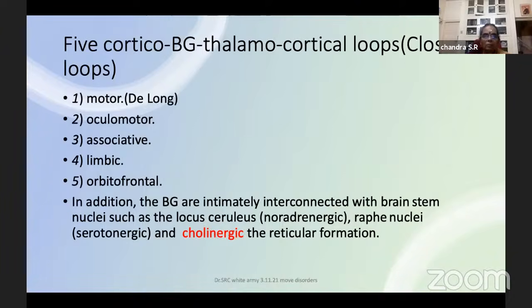Then we have got, apart from these pathways which are inside the basal ganglia, some cortical loops, the cognitive loops, which connect to the basal ganglia and are responsible for some of the symptoms which happen in basal ganglia disorder patients. They always look depressed because executive control is lost. For that, you have got 5 loops.